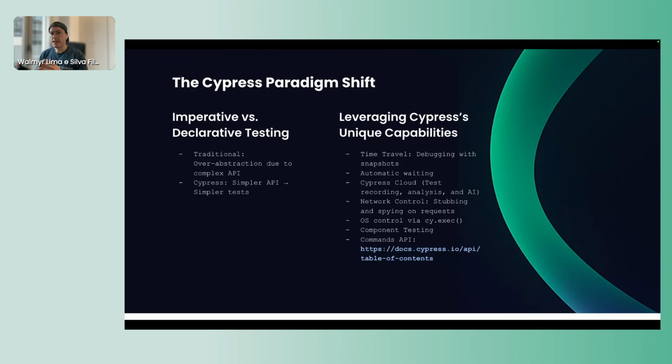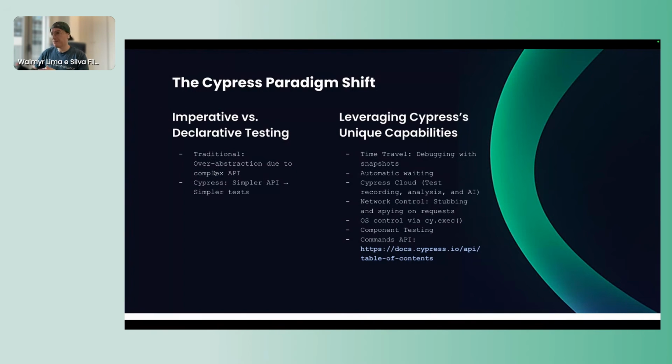So let's talk a little bit about the paradigm shift that you have when you start using Cypress. I actually forgot to update the title here. It should not be imperative versus declarative testing. I'm going to fix it afterwards when I share the slide. It should be over abstraction versus simpler API.